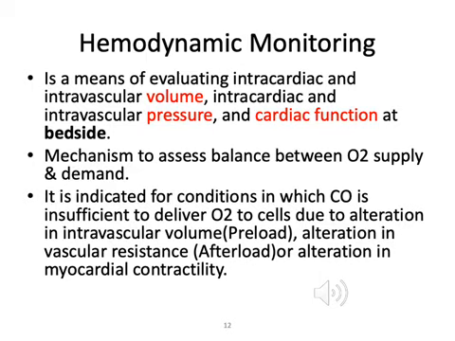Okay. When I say the patient is hemodynamically stable, it means the cardiac output is sufficient to deliver O2 to the cells, to deliver O2 to the vital organs like the brain, the respiratory system, the GI, and renal as well.